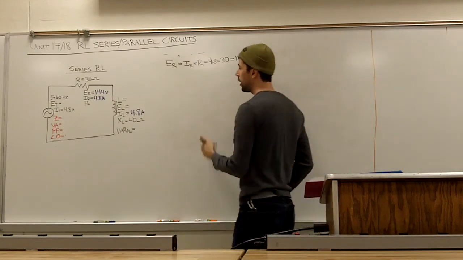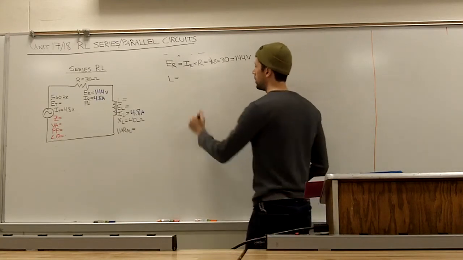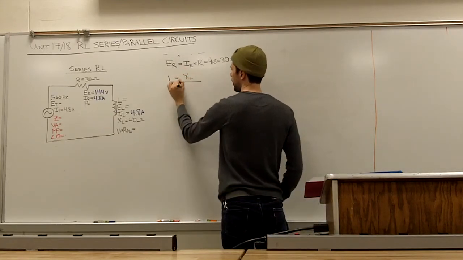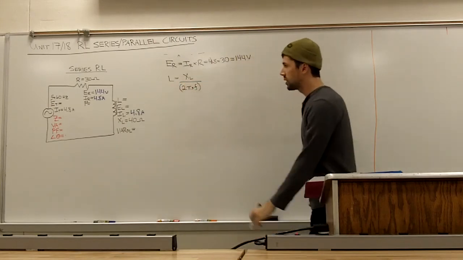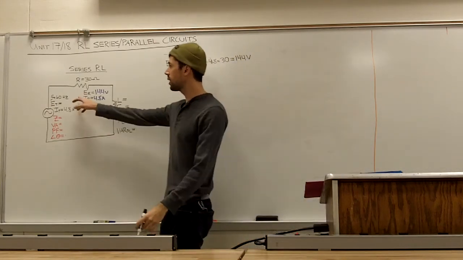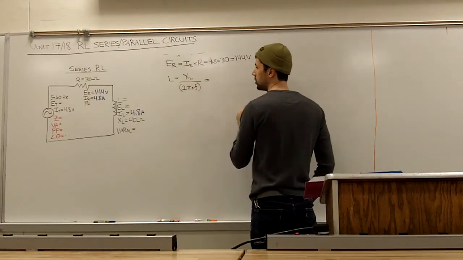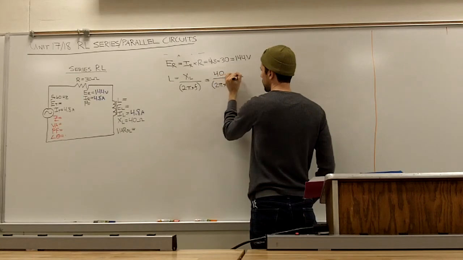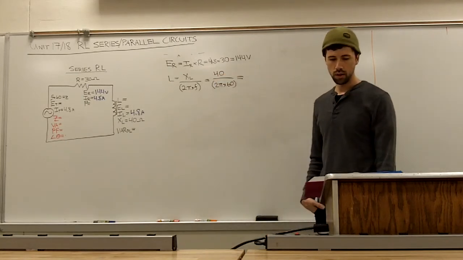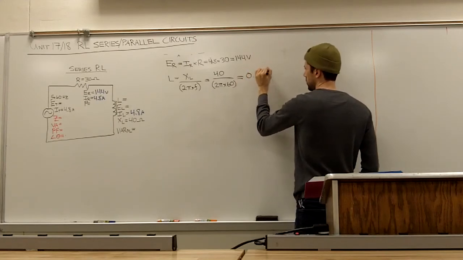Next, let's look at the inductive values. So the inductance L is equal to the inductive reactance divided by 2 pi times my frequency. Once again, if the frequency of a circuit is not given, assume that it is 60 hertz. So this is equal to 40 ohms divided by 2 pi times 60. And that's going to give me an inductance of 0.106 henries.